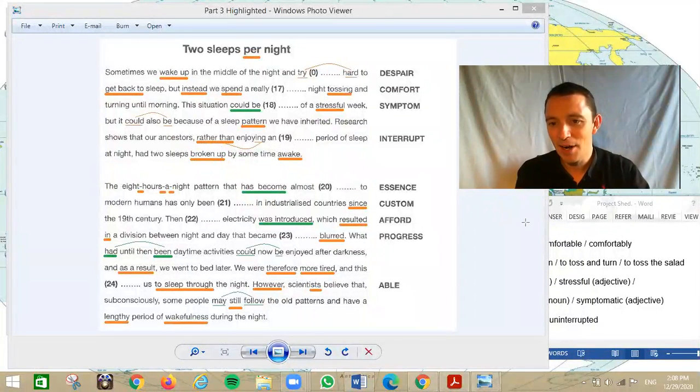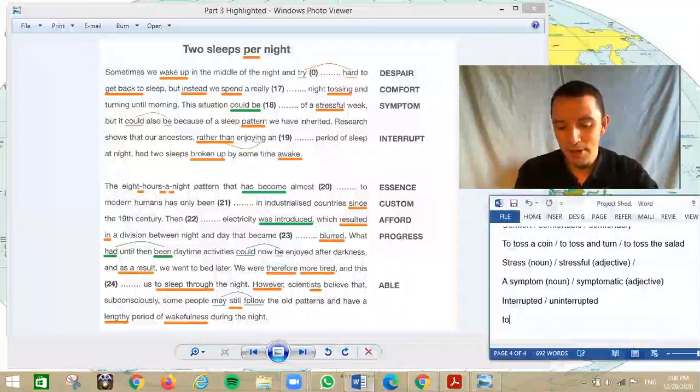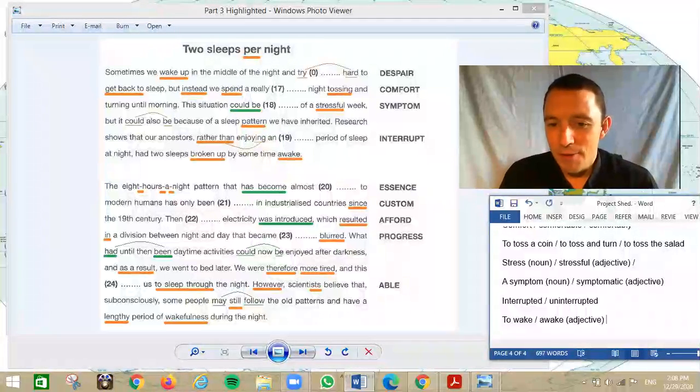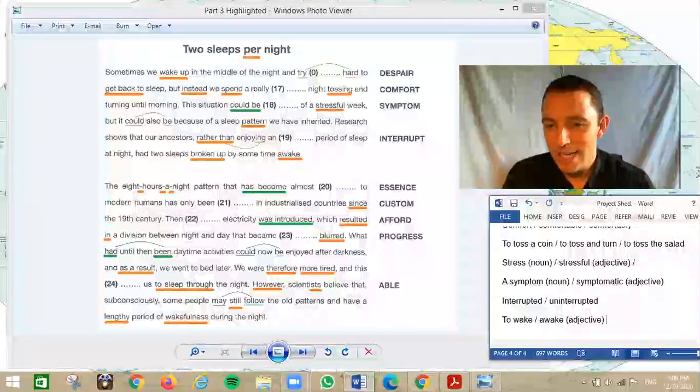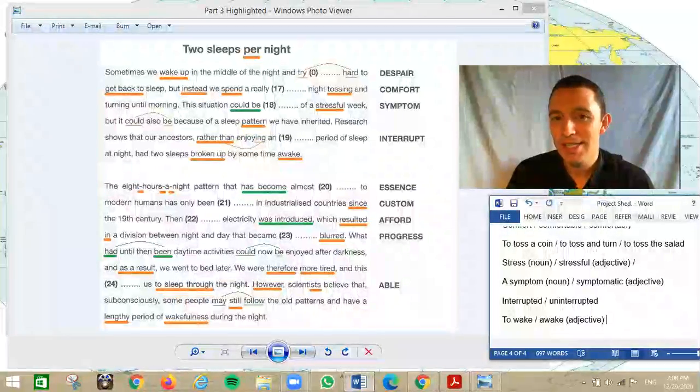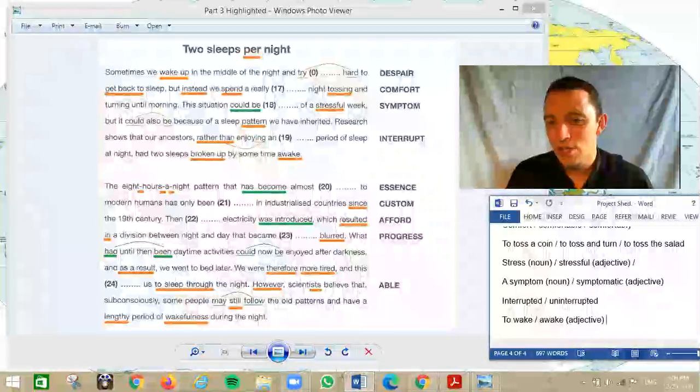Okay, and again here, awake is the adjective in this case. So there is a verb to wake, but here we need to say awake, an adjective in this case. Okay, so that's the first paragraph. I think number 17 is okay. It's not too difficult. Number 18 is a little tricky, but maybe in Spanish it's similar. And number 19, I think, is not too difficult as well.